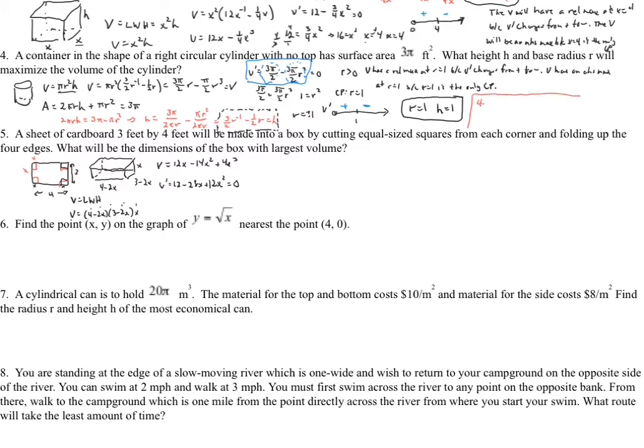So we know that one of those dimensions is 4 minus 2x. So that length has to be positive, the width has to be positive, and the height has to be positive. So from the 4 minus 2x greater than 0, we can say negative 2x is greater than negative 4. Then if we divide by the negative, it changes the direction of the inequality, and we get x less than 2.